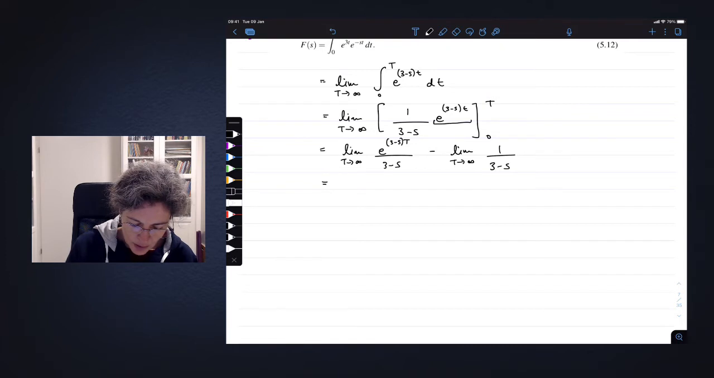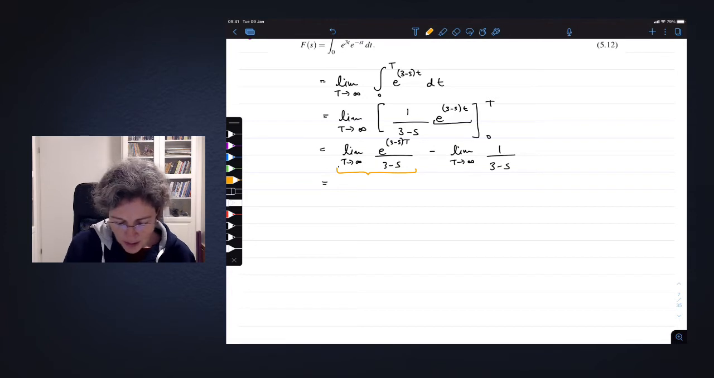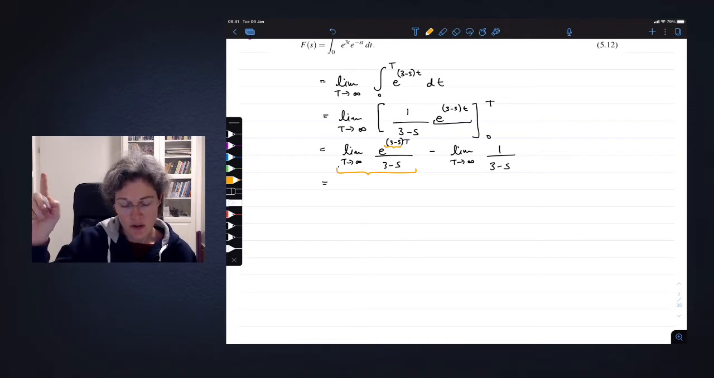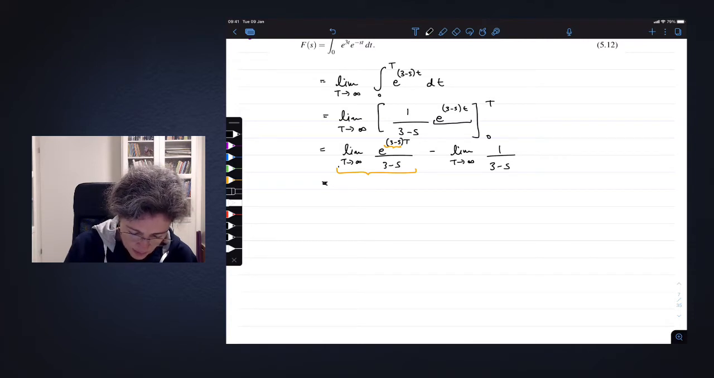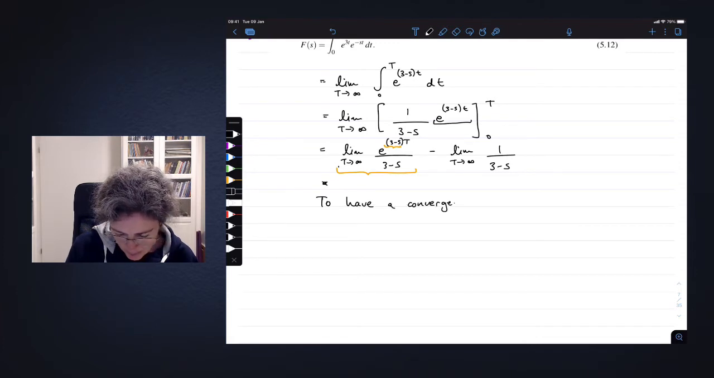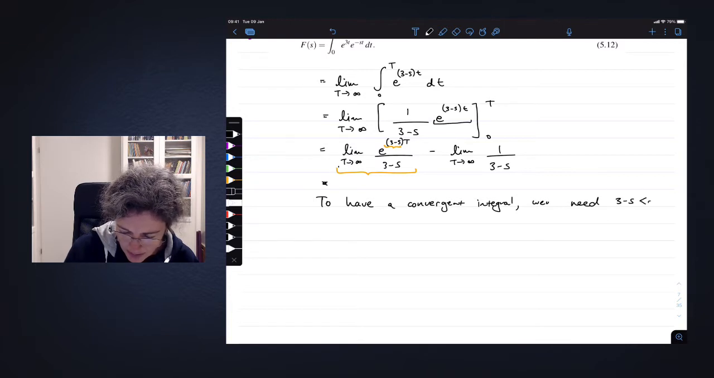Now, in order for this term here to converge, we need to have that 3 minus s is negative, because otherwise we're going to have e to the positive infinity, and it's going to diverge. So let's just make a note here. To have a convergent integral, we need 3 minus s to be less than 0, so that tells us that we need to have s bigger than 3.